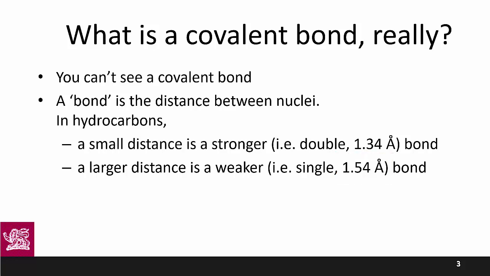The distance between nuclei is determined by the amount of electron density between those 2 nuclei. So when we have more electron density, i.e. a double or triple bond, we have more negative charges between the positive nuclei, and those more negative charges allow those positive nuclei to get closer to each other because obviously they're attracted to those electrons that are shared between them.